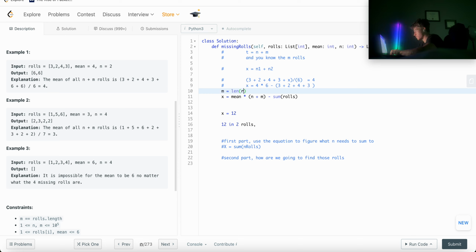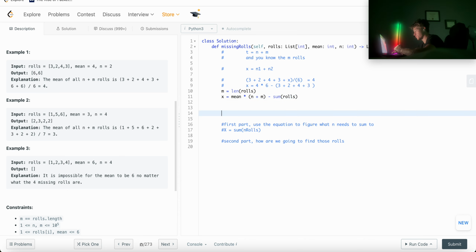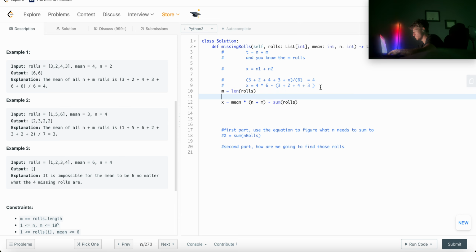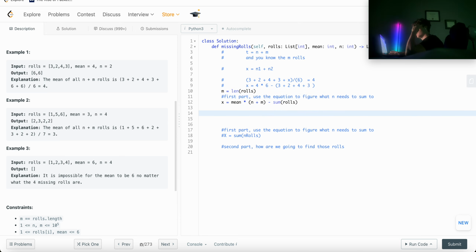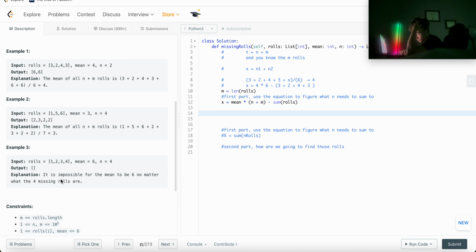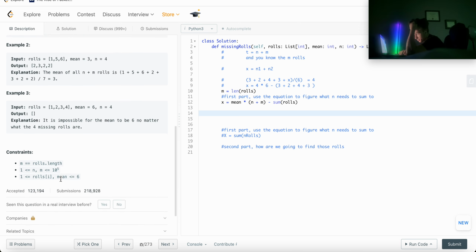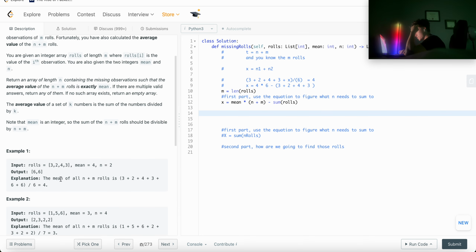M is the length of rolls. Do we have all the other values here? We're already given n, we have mean, we have rolls. So that's your x value. That's just the first part here, your x value. Now we need to figure out how we can generate these different rolls using the number of values that we have. So that's actually where this problem gets hard and where there might actually be data structures and algorithms involved.